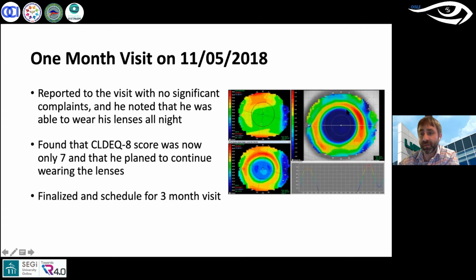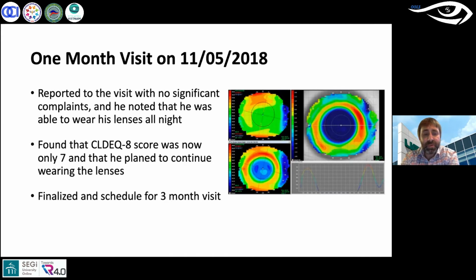So when we look at topography, we want to see that central flattening, like I was talking about with the lens image I just showed you. So we have central flattening, nice and even, and that allows you to get good acuity. The patient was not wearing contact lenses during the day, which actually got rid of basically all of his dry eye signs and symptoms. And when we had him redo the contact lens dry eye questionnaire, his symptom score went down to 7, which is basically asymptomatic.